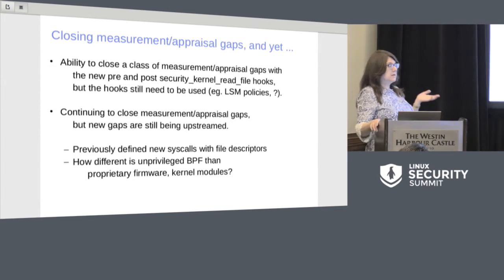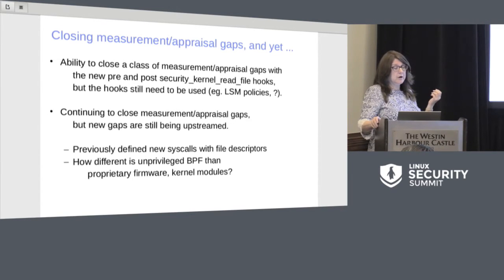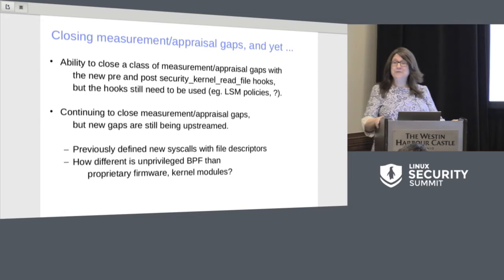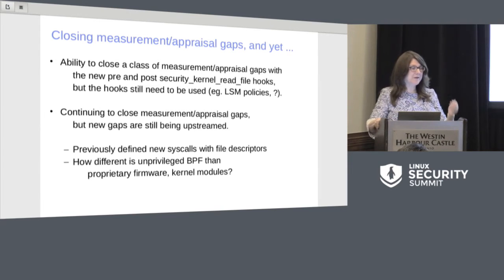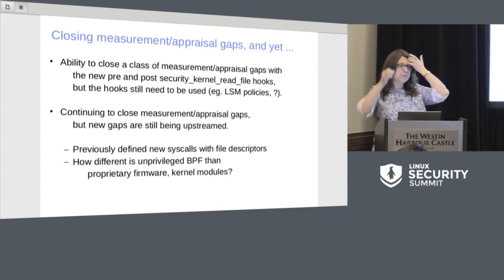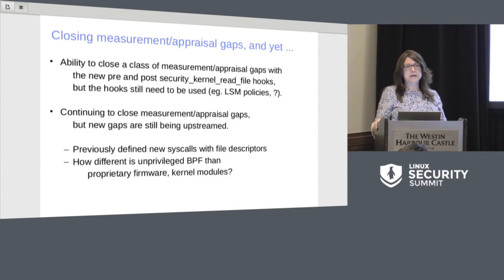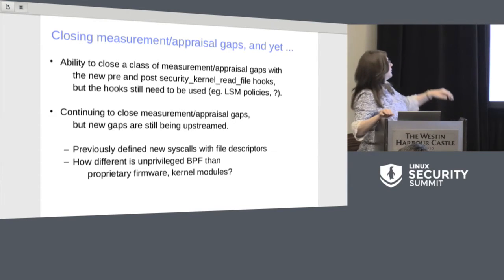The other thing is that before somebody starts to write their own method of reading a file from the kernel, we need another mechanism to say, hey, maybe you should be using kernel read file. And I'm now working with Julia to maybe get that in to tag it so that we don't come up with another way of doing things again that we don't have the security hooks for.